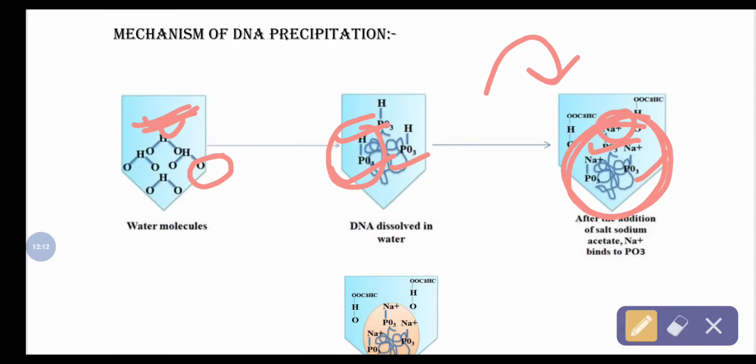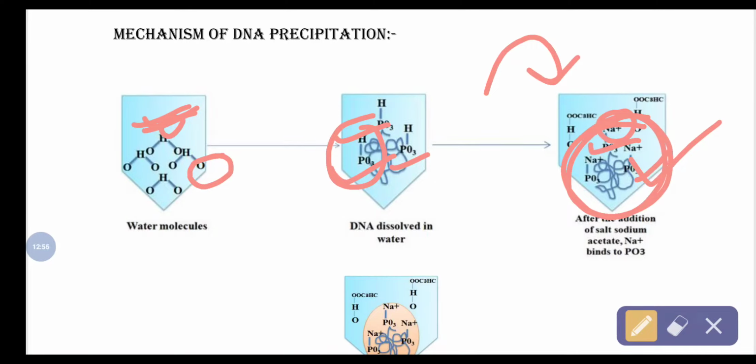So if we want the precipitation to occur, we need one more component, one more solvent, and this solvent is your alcohol, right? If we use ethanol or isopropanol, both of them have a lower dielectric constant. And when a lower dielectric constant is present in the solution, it will help this bond to remain as it is.